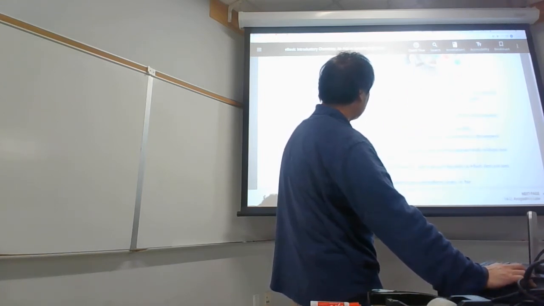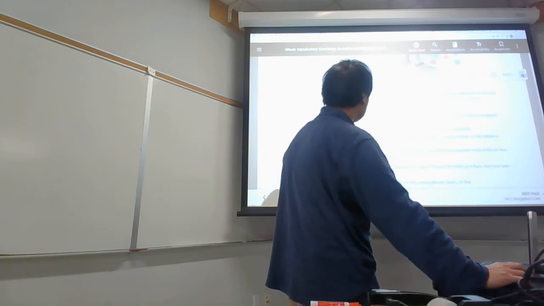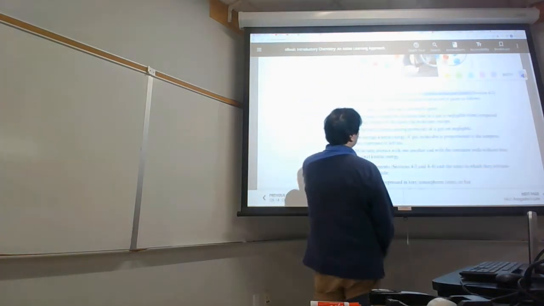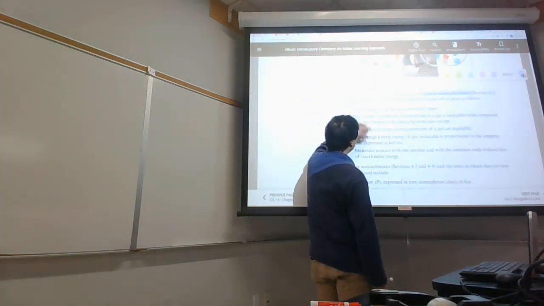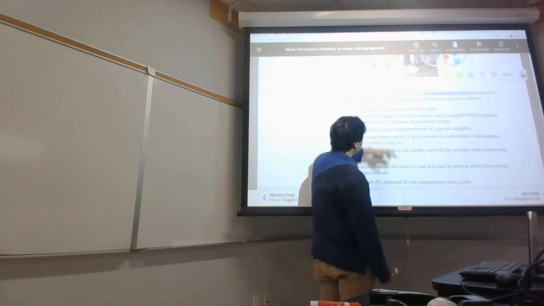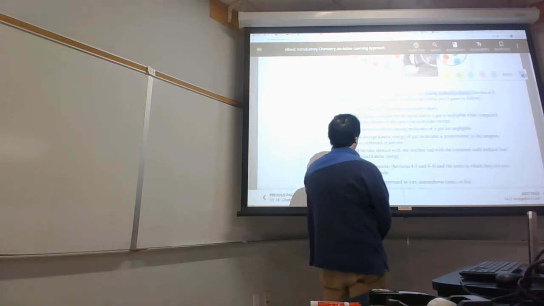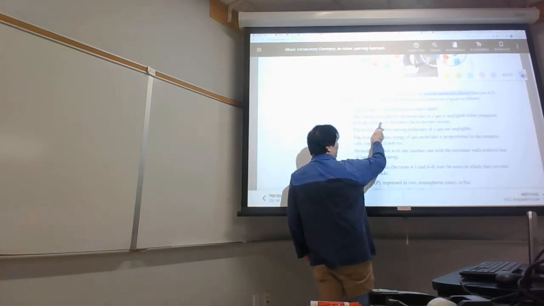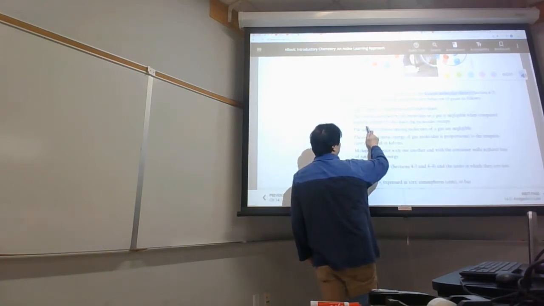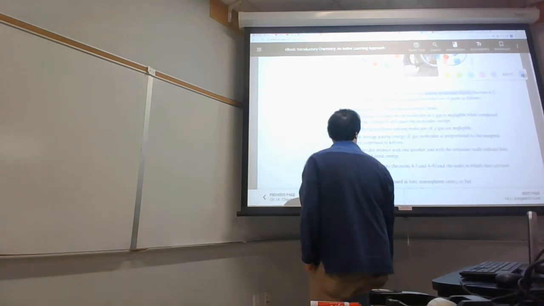There's something called kinetic molecular theory. This is the way we visualize what's happening in the gas. And so let's take a look. This is from chapter 4 as well. A gas consists of molecules in empty space, mostly empty space. The volume occupied by the molecules in a gas is negligible when compared to the volume of the space the molecules occupy.